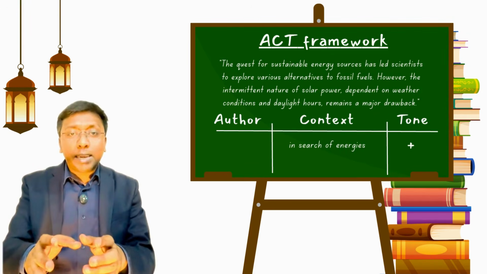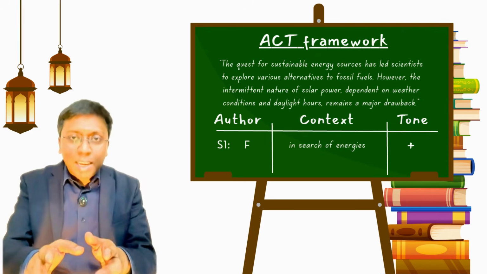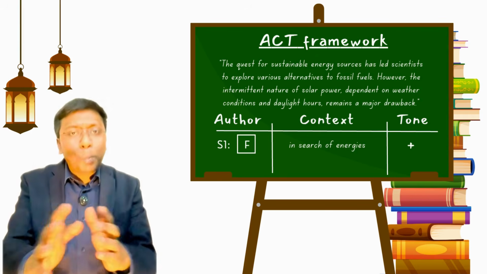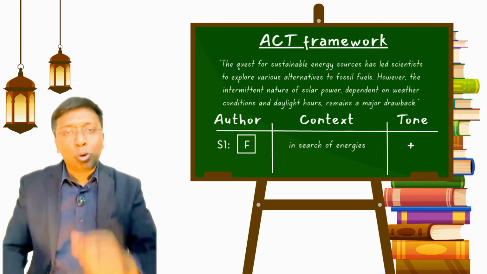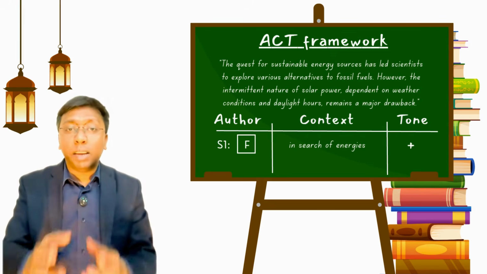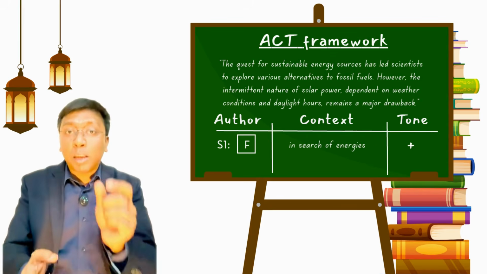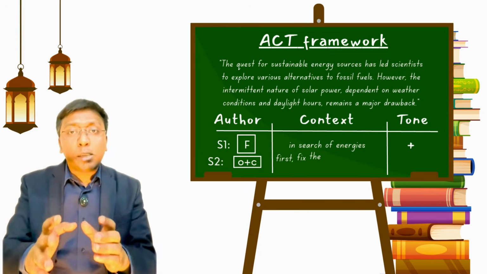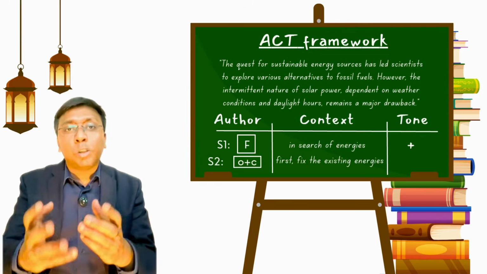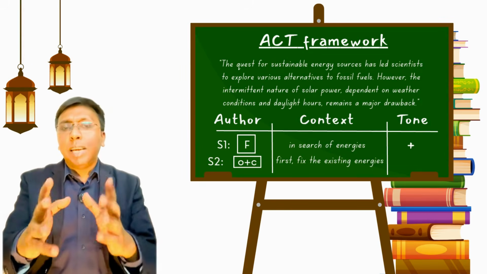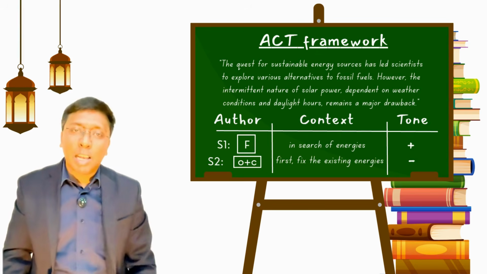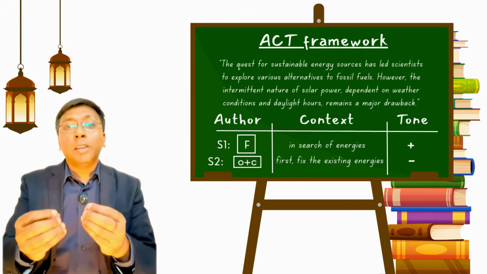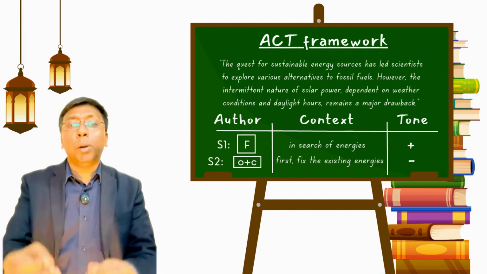So simply write it as F within a bracket, and because O, opinion, is missing, there is no presence of the author. But statement 2 is more like an opinion with a contradicting tone because of this word however. So this is O plus C. The context is to fix the existing sources of energy first, and the tone is negative. I hope I've explained till now using the very basic examples. Now let's apply the real reading comprehension problem statement.